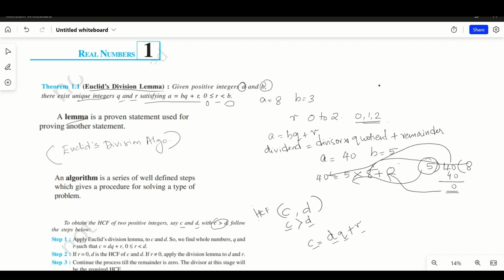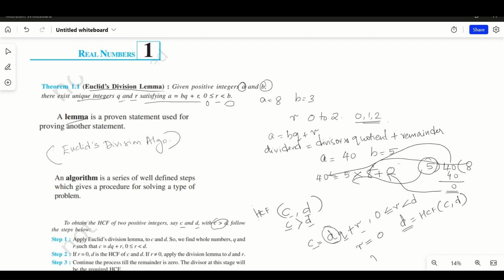So if we are given two positive integers C and D, and the value of C is greater than D, then we can apply Euclid's division lemma to C and D and find the whole numbers Q and R such that C is equal to DQ plus R, where R's value lies between 0 and less than D. If R is equal to 0, that means the remainder is 0, then we can say D is the HCF of C and D.